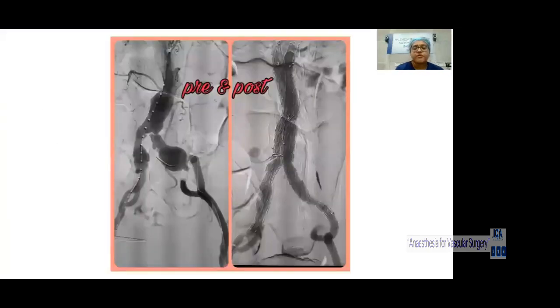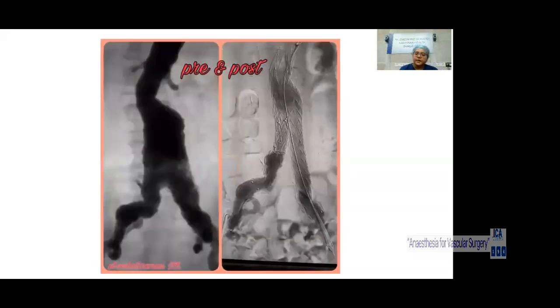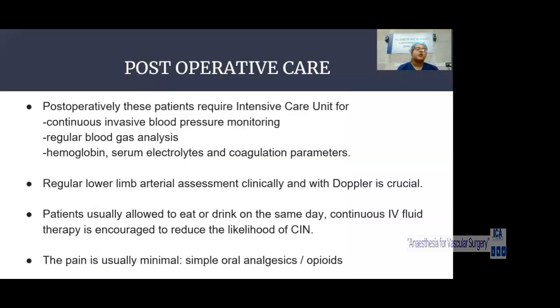These are images of pre-procedure and post-procedure endovascular repair. As you can see, an abdominal aortic aneurysm and a common iliac aneurysm have been stented using a branch stent graft. This is another example of an abdominal aortic aneurysm which has been stented using a stent graft.